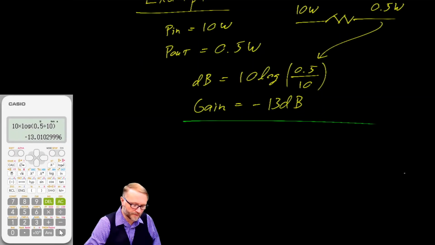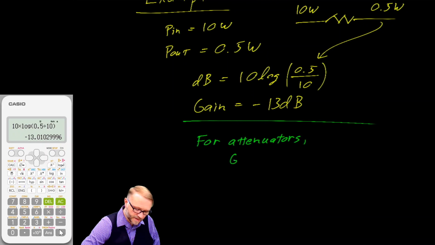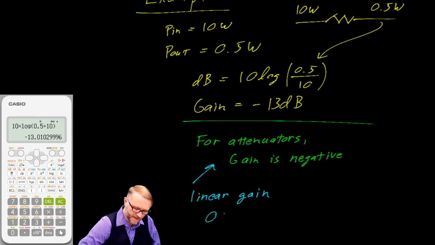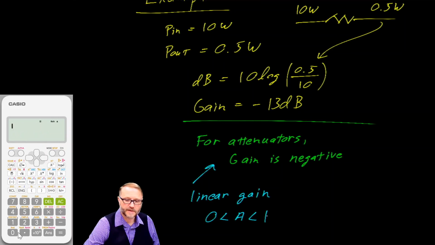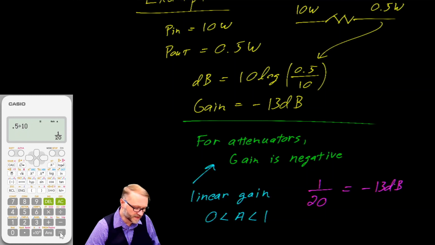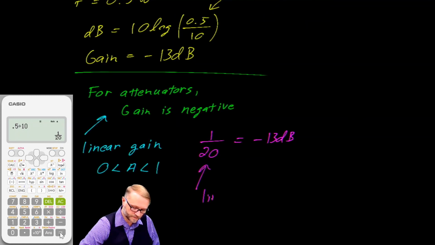We better make a note so we remember this property. For attenuators, gain is negative, which is different than linear gain, where the gain was always between 0 and 1. For this particular problem, the linear gain would have been 0.5 divided by 10, which means a gain of 1/20th linear is equal to negative 13 dB. Again, linear, and then this is dB.